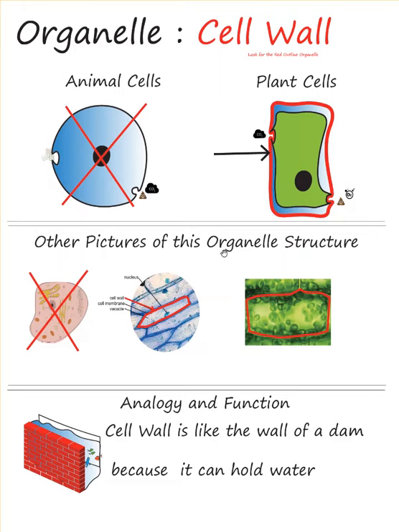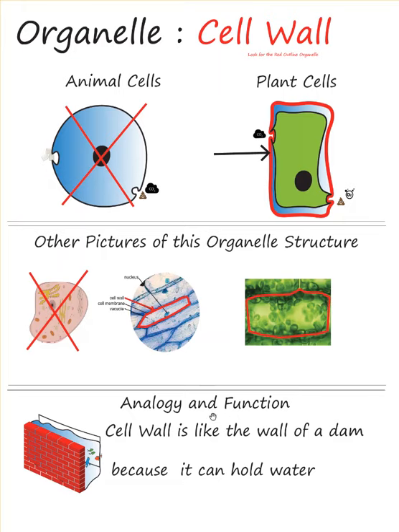Other pictures of this organelle, again, you're not going to see it in animal cells, and it is going to be the second barrier of the picture of the cell that we have here. And here's another picture of what a cell wall would look like. And here's another animal cell, kind of squarish and green.